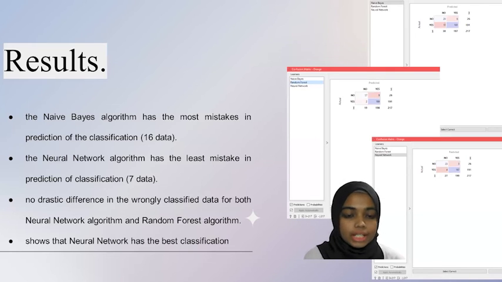So the naive Bayes algorithm has the most mistakes in prediction of the classification, which is 16 data, and the neural network algorithm has the least mistakes in prediction of classification, which is 7 data. So there is no drastic difference in the wrongly classified data for both neural network algorithm and random forest algorithm. So it shows that neural network has the best classification.